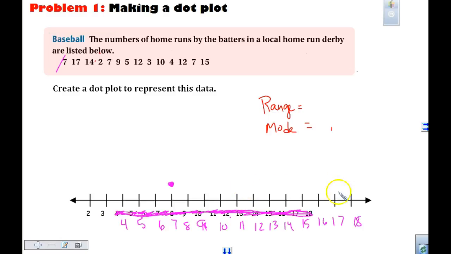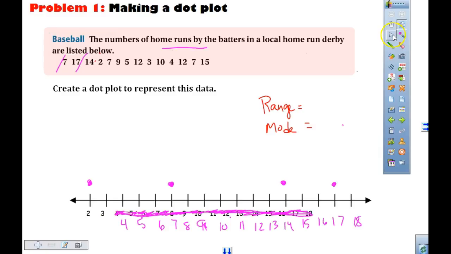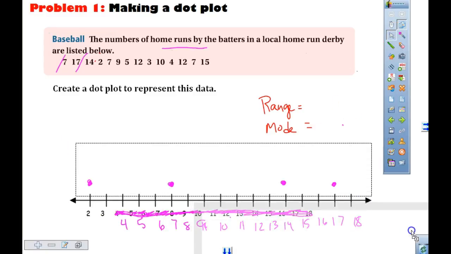So I have 17, I'm going to put a dot, so please make yours now if you have not. From this data, the number of home runs that our batters in the local home run derby are listed. So we had 7, 17, we're going to have 14, we're going to have 2, okay? The other 2 things I want you to tell me is what is the range of your data and what is the mode. Okay, what is the range and what is the mode?